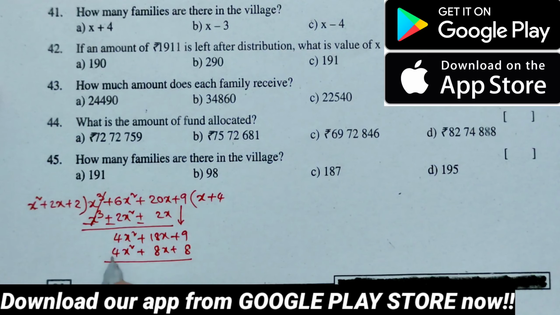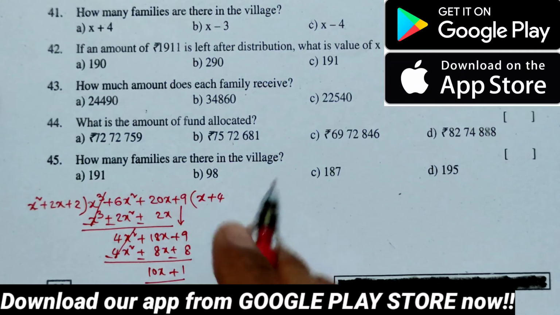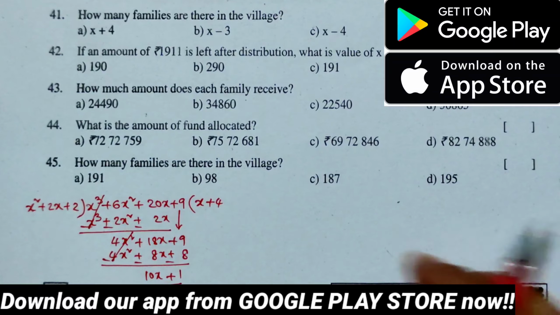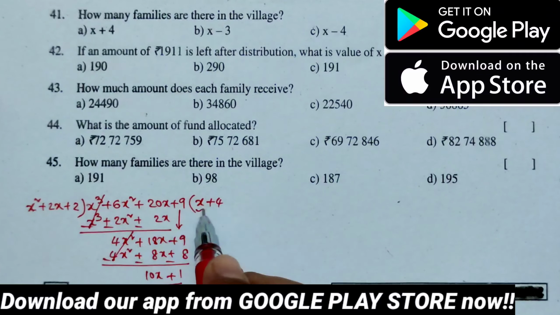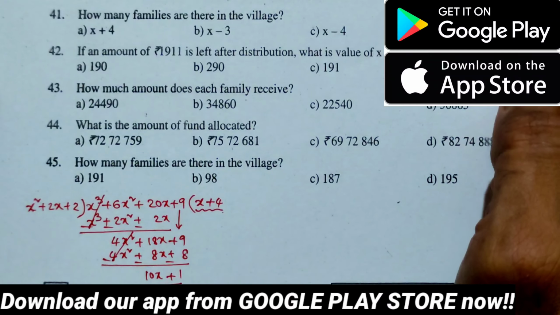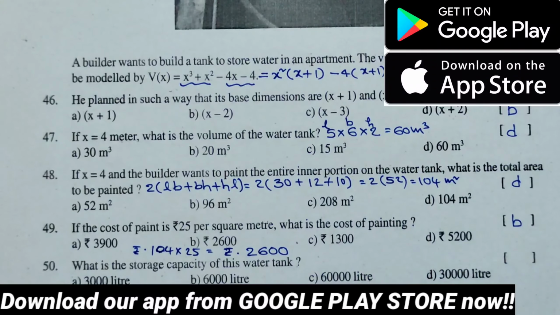Now let us subtract again. So let us change the signs. 4x square minus 4x square get cancelled. 18x minus 8x is 10x. Plus 9 minus 8 is plus 1. So here let us see how many families are there in the village. These many families are there, which means x plus 4. So here option A is the right answer.